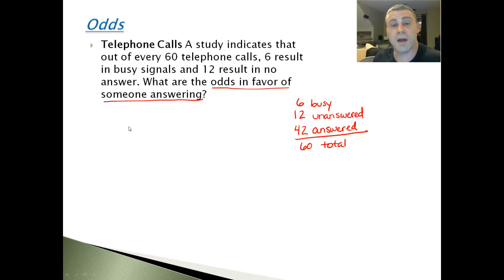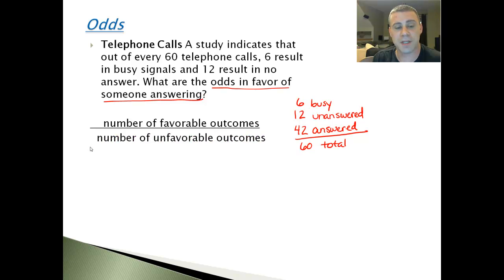So where the fractions or the equations, however you want to look at it, differ is that with odds, they're asking for the number of favorable outcomes, the odds in favor of someone answering. So the favorable outcomes are going to go on top, and underneath are going to be the number of unfavorable outcomes. Before, with probability, we had the total number of outcomes. Now we've got favorable versus unfavorable.